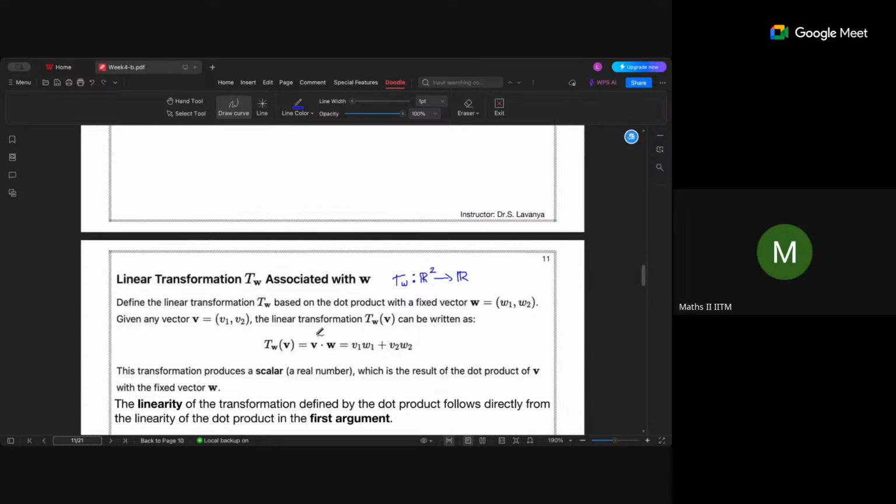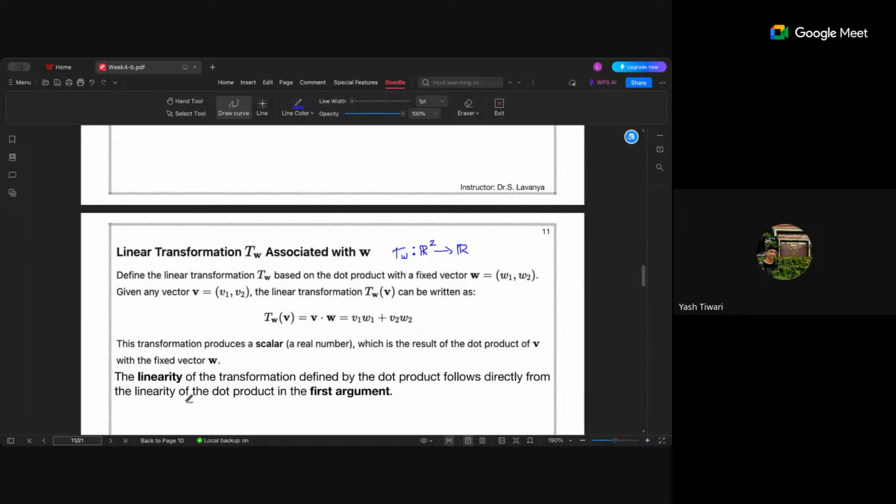Now this linear transformation is defined in this way: T_W of V is V dot W. That's all. And how do you check that a function is a linear transformation? What are the conditions that need to be checked? Closed under addition, closed under scalar multiplication. And it contains 0, but that will automatically follow if this is satisfied. So you have T_W of V1 plus V2 should be T_W of V1 plus T_W of V2, right?